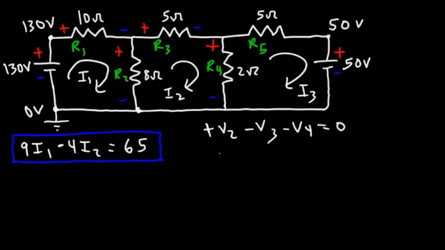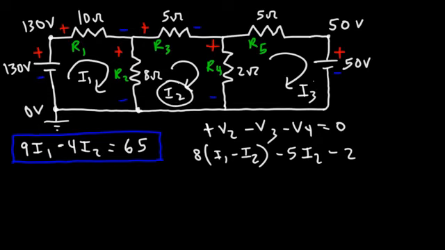So V2, we know it's going to be R2, which is 8, times the difference between I1 and I2. V3, that's I3 times R3. I2 flows through R3 based on what we have here, so it's going to be 5 times I2. V4, the voltage across R4. We have a 2 ohm resistor, and it's going to be the difference between these two currents. So it's I2 minus I3. And this is going to equal 0.